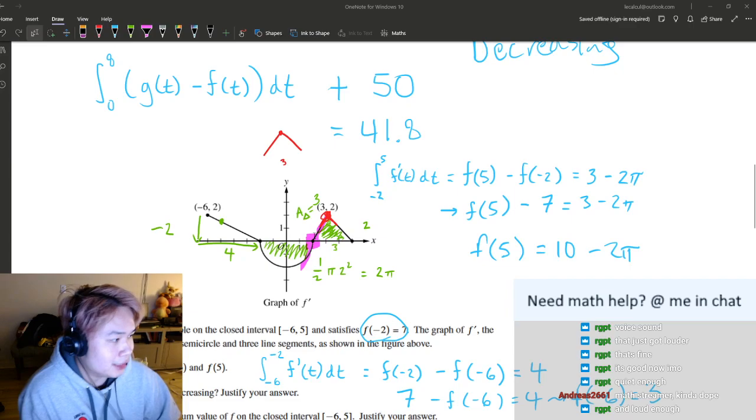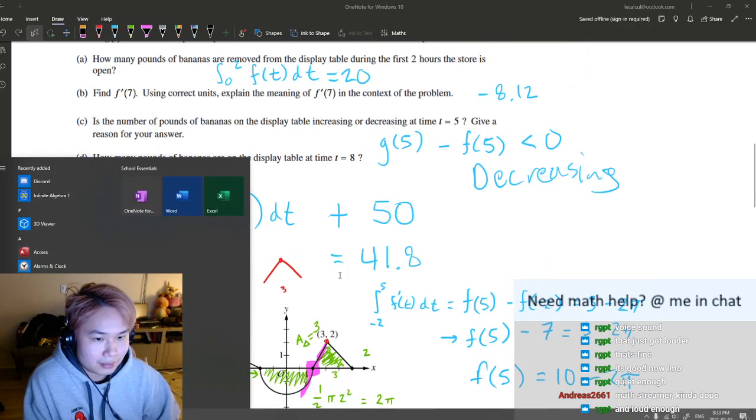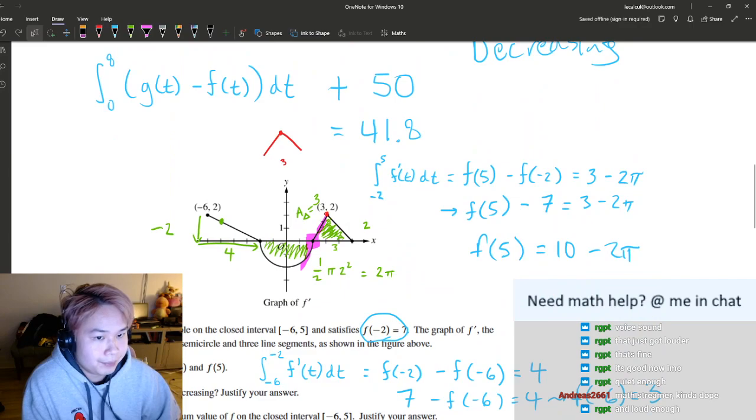Okay, I really didn't want to erase this, but it's getting way too messy. Actually, I don't need to. I'm just gonna zoom in a lot.